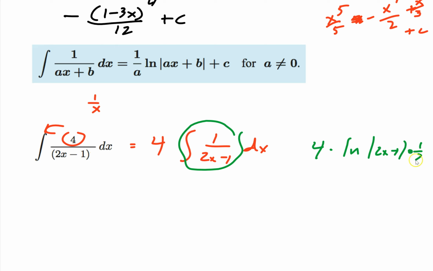I'm so bad at saying that. So you get this. You can reduce a little bit. 4 and the 1/2 gets me 2. Natural log of 2x plus 1. All this is in absolute values. Plus c. So you get that. A little messy, but that's the idea.